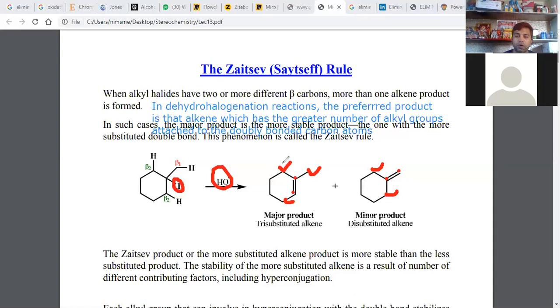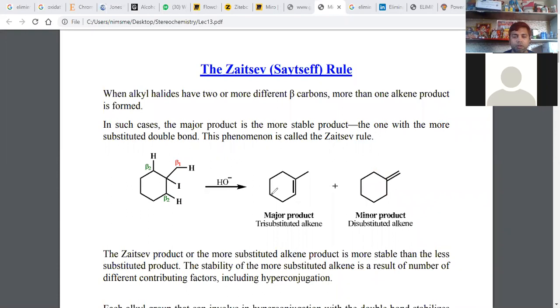Why is this the major product? The tri-substituted alkene is the major product because of hyperconjugation. It will have more hyperconjugation compared to the di-substituted alkene. This is more stable compared to the other one.